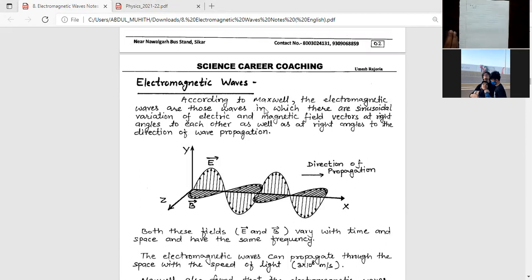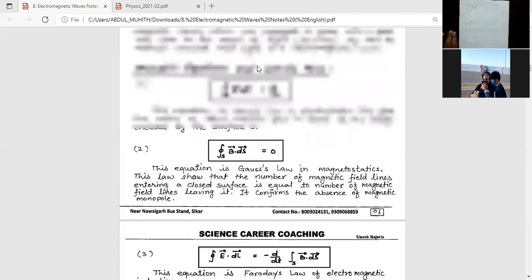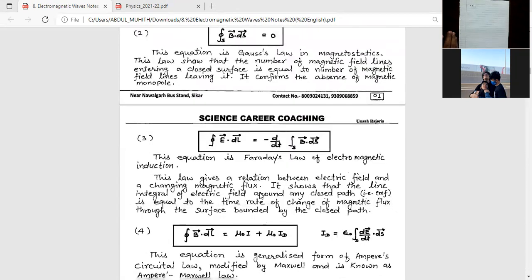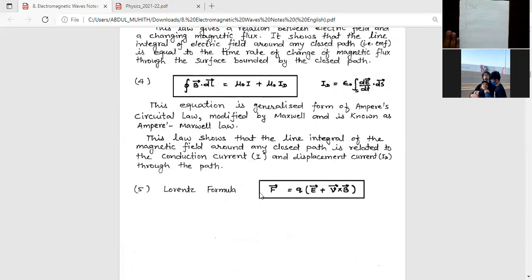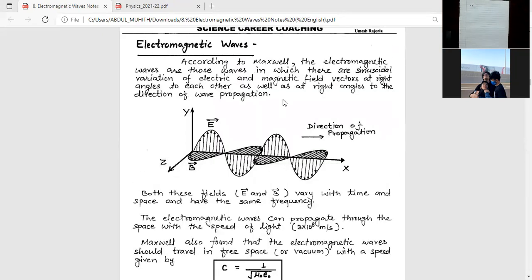Now see, you know about Maxwell's equations. These are the total 5 equations. But this is not there in our syllabus. So now from here we have electromagnetic wave.